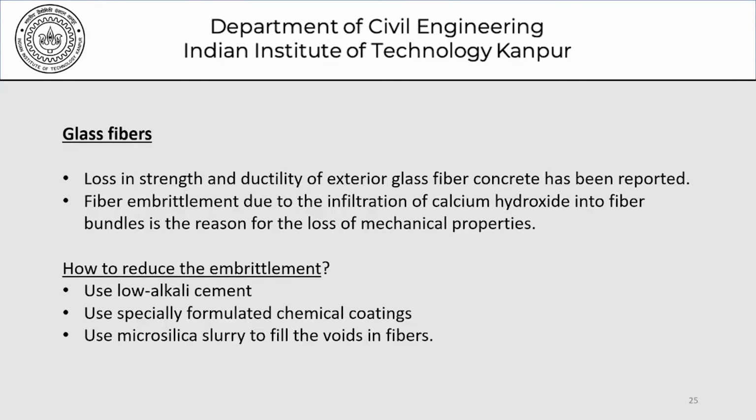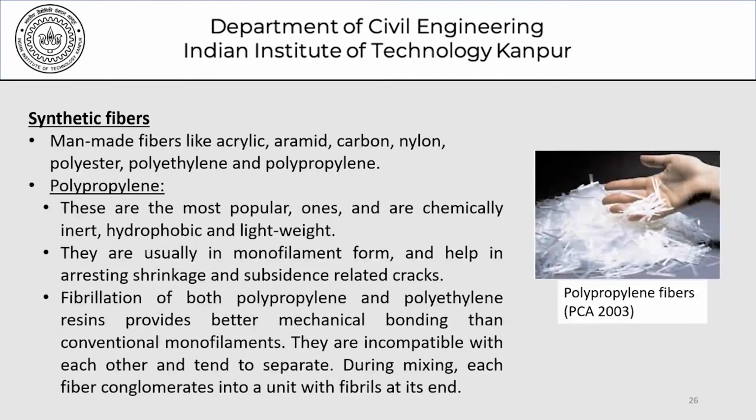So in the case of glass fibers, if there's an issue arising out of the exposure to high pH, obviously the first strategy could be to use low alkali cement. The second strategy would be coating of fibers. The third strategy could be filling up the voids in fibers. So that's something which as engineers we have to always understand: what we want to achieve, what are the hurdles in achieving it, and then how do we go about removing those hurdles.